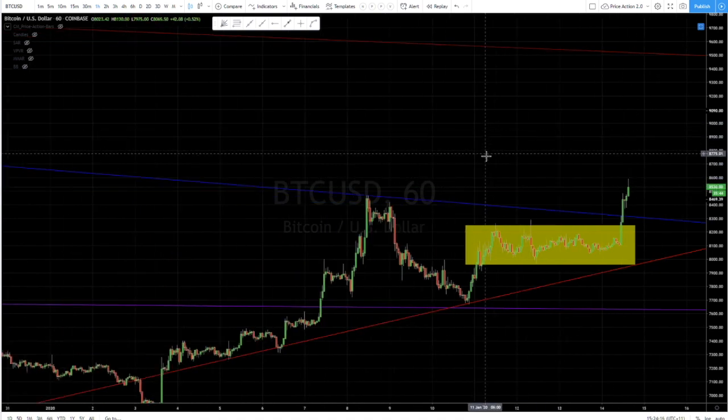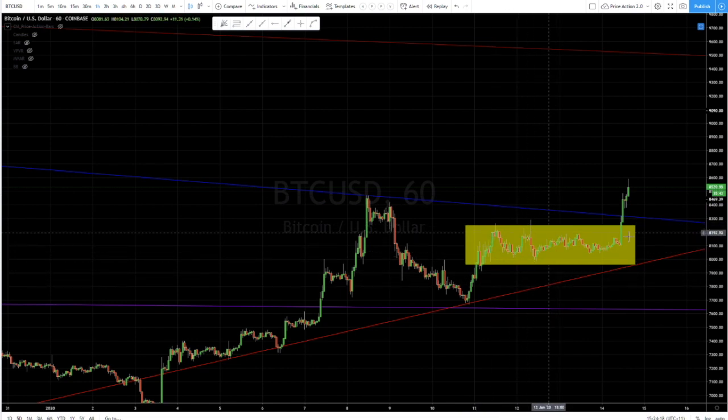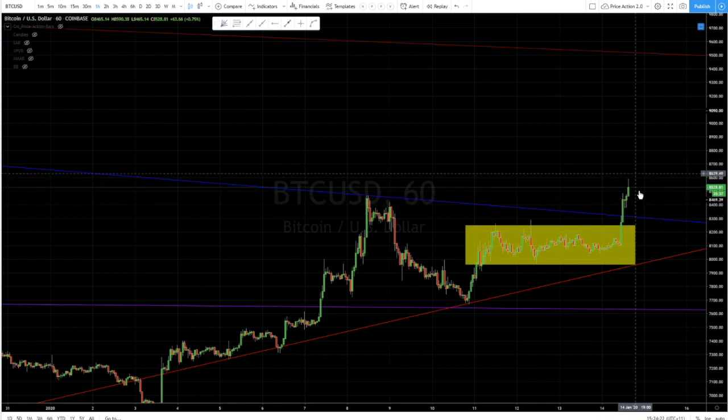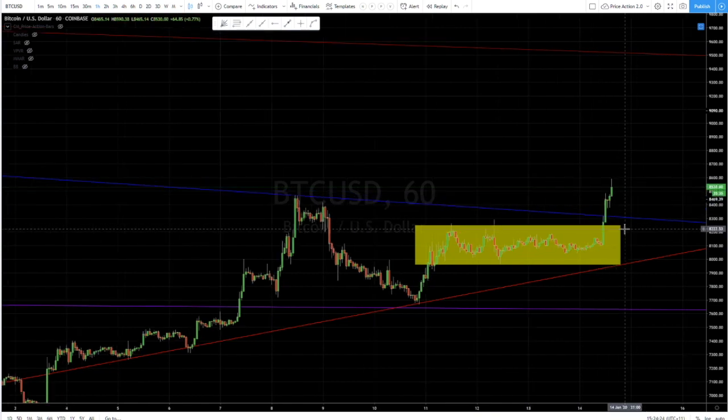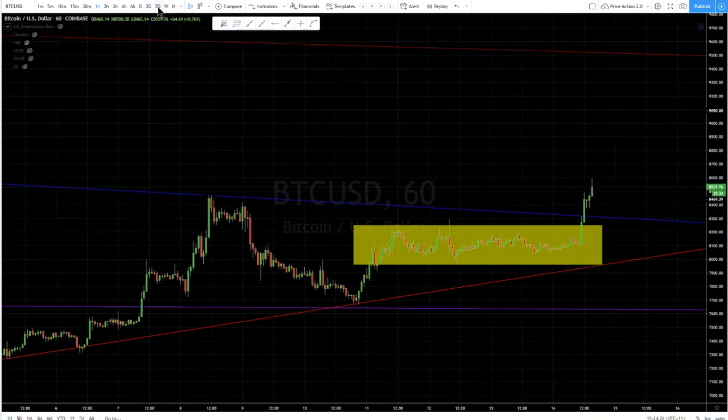All right, so there's our chart. As I spoke about, it was a consolidation area on the 1 hour. We've broken out to the top, and it's active. This should be an active long trade. Let's go back up to our daily.